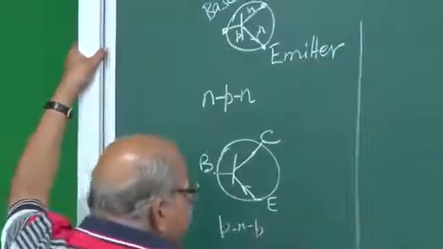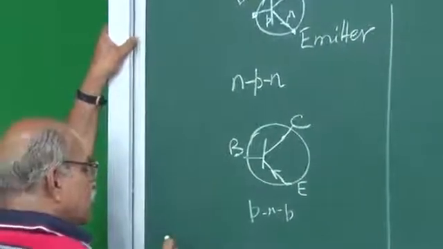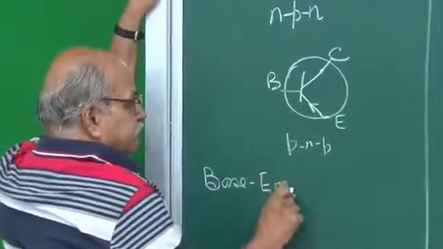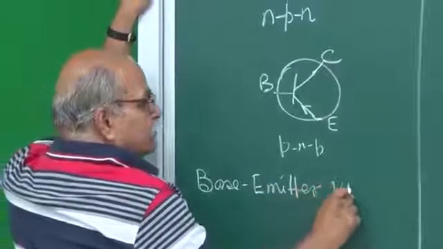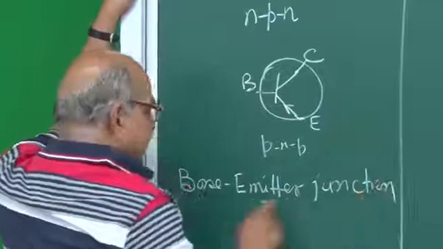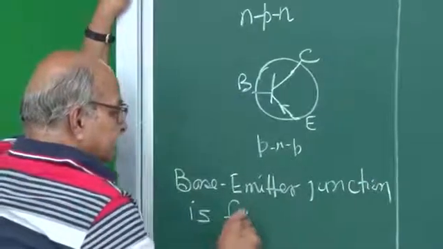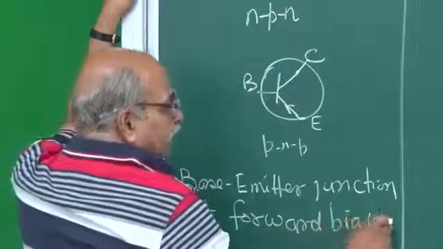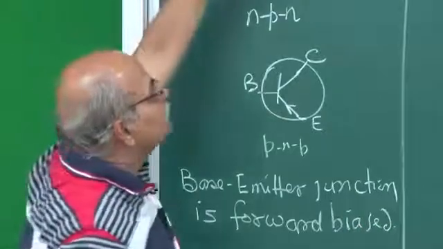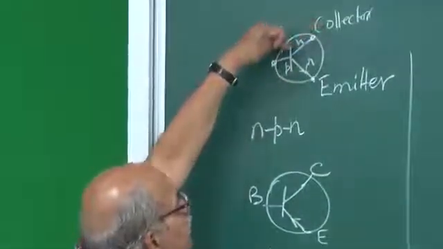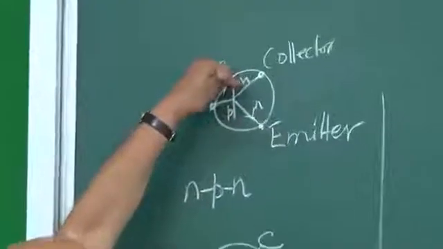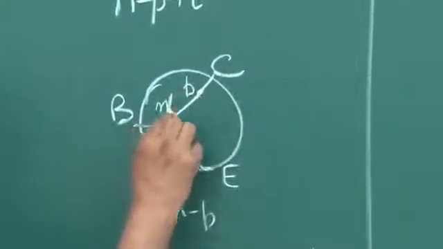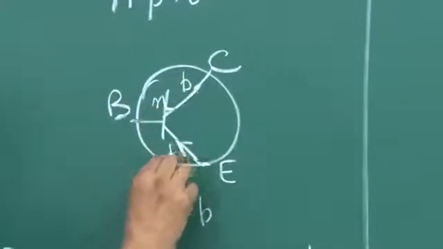So, the guiding principle was, in the normal operations, this base emitter junction is forward biased. That is the guiding principle. And now, let me also add what happens at the base collector junction. The other junction is at the base and collector. Here, this is base, this is collector, this is PNP. So, this is P and this is N. So, this is the base collector junction.